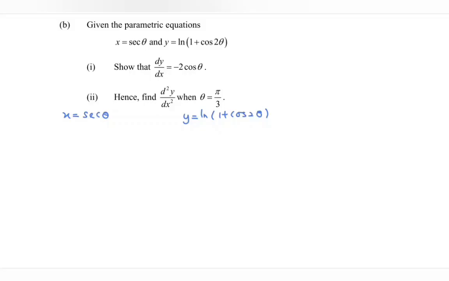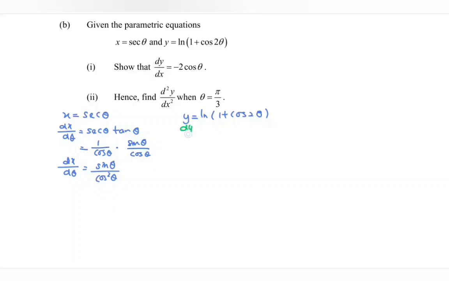So first of all, we have dx/d theta. Differentiate the same, then we have secant theta tangent theta. Try to simplify the expression. So here we have 1 over cos theta, and then here we have sine theta over cos theta. So dx/d theta equals sine theta over cos squared theta.